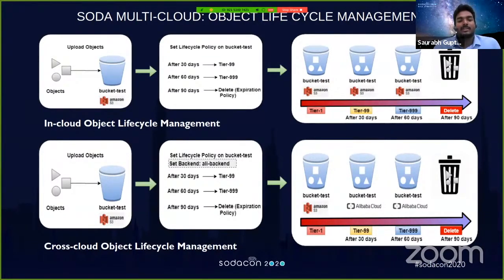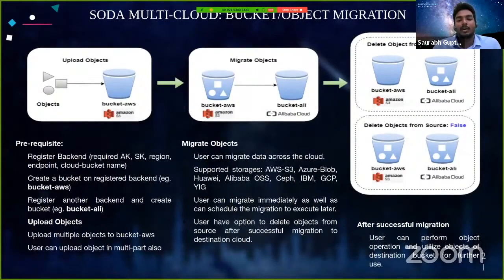Not only this, we also have the feature of cross cloud object lifecycle management. What do we have in that? There are use cases where our clients have to store their important or frequently used data in one cloud bucket, and the infrequently used data in another cloud bucket. There they can use this cross cloud lifecycle management feature. So this is what we have in lifecycle.